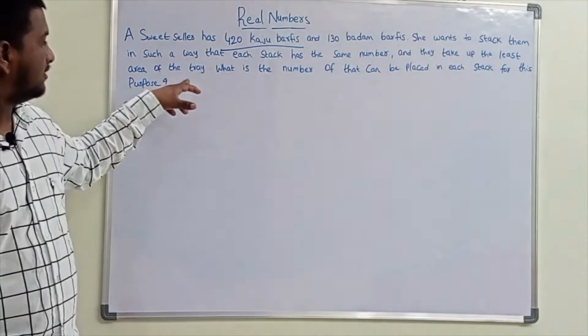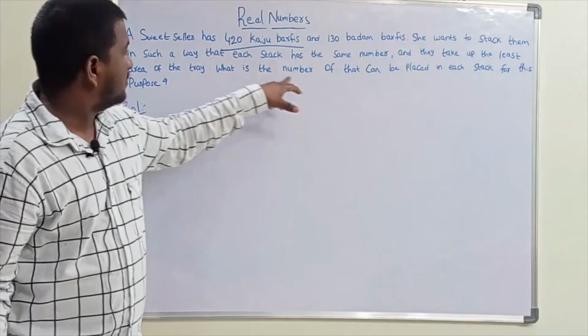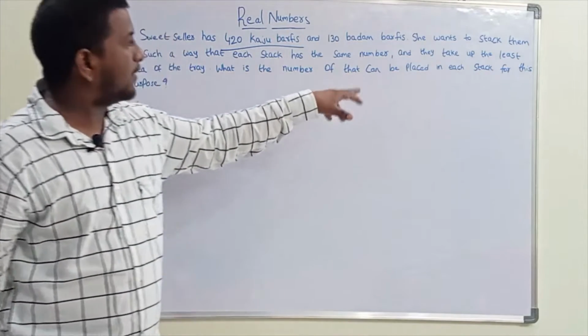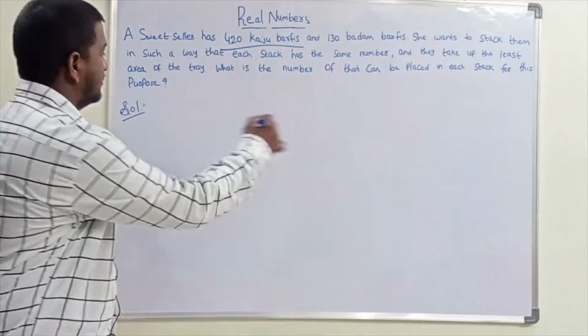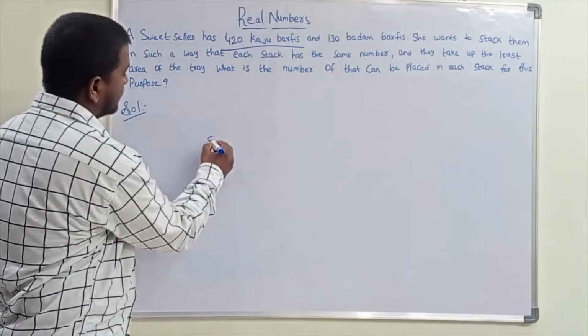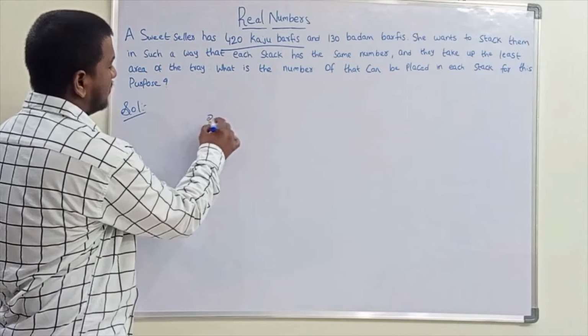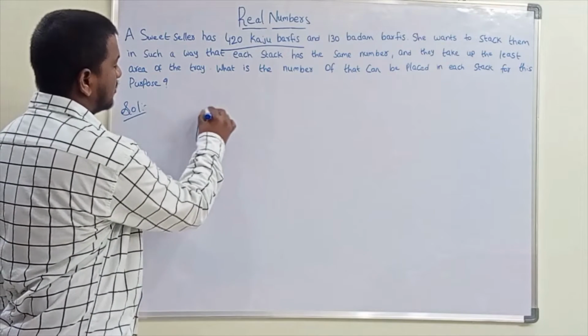least area of the tray. What is the number that can be placed in a stack for this purpose? So here, what does stack mean? Let's say kaju barfis are placed one on top of another, let's say four kaju barfis. This is called one stack.